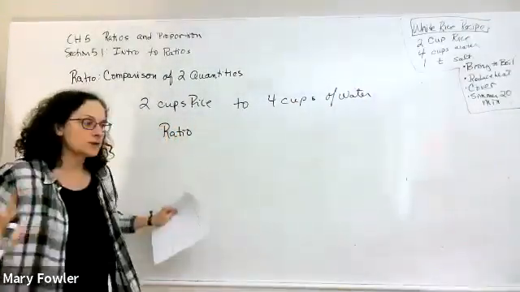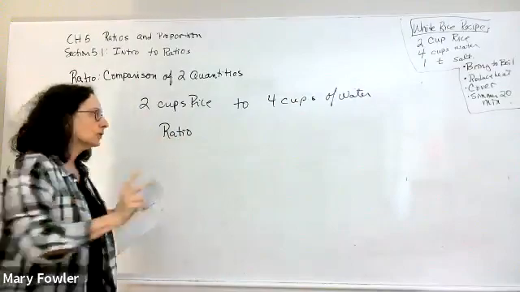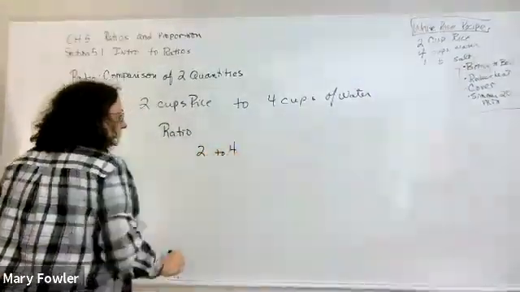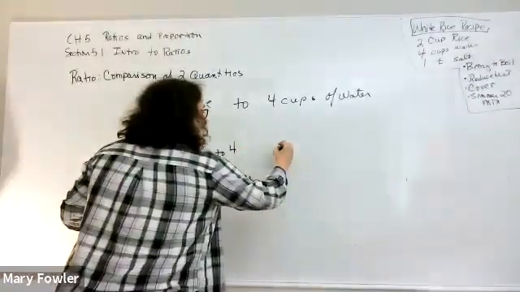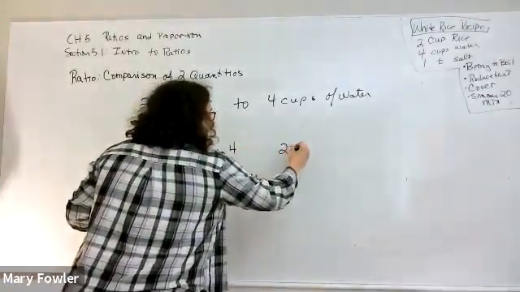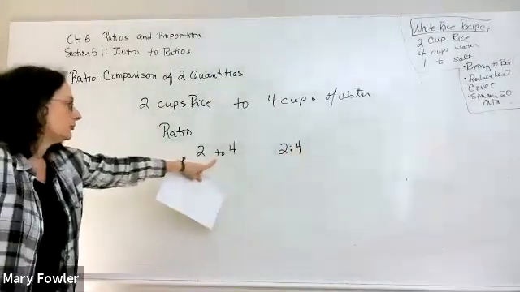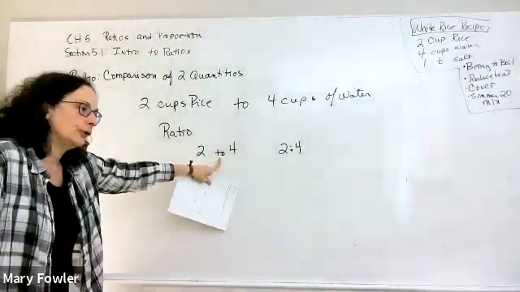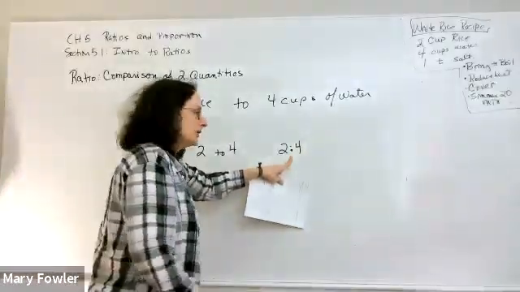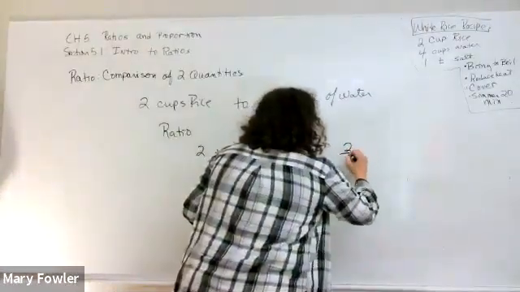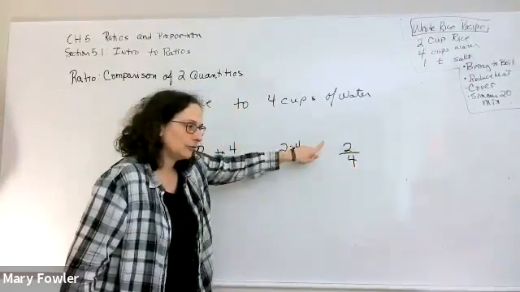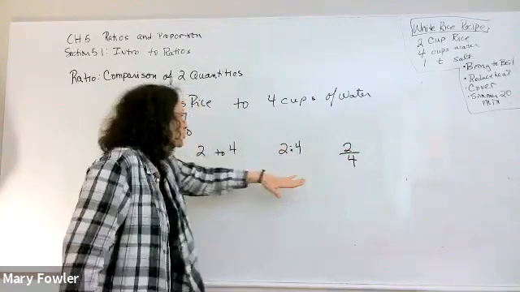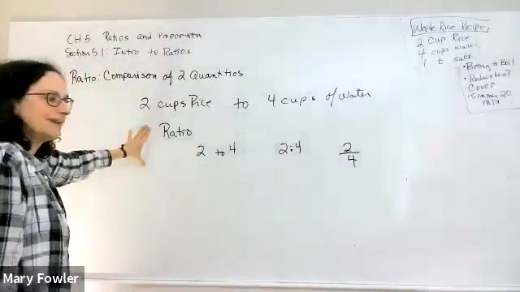There are 3 ways we're going to express this ratio. One of them is 2 to 4. They're all read 2 to 4, but you can write it with the word to. We can write it with a colon, or we can write it in fraction form as 2 over 4. Okay, so that's the ratio.